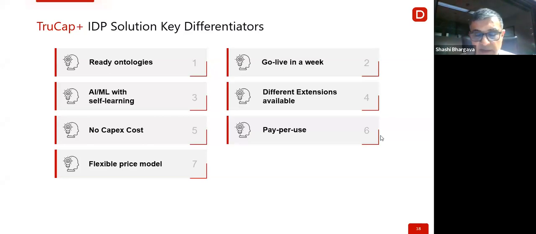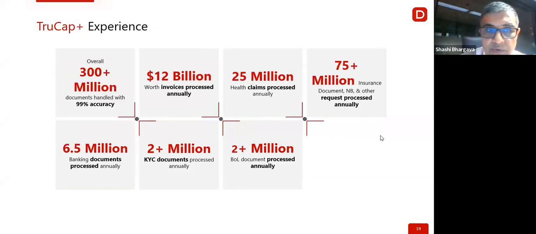ML self-learning is there. There's no CapEx cost. You just pay per use. A lot of different extensions are available on our product which can be used, and we are pretty flexible on the price. I think I'll stop here.